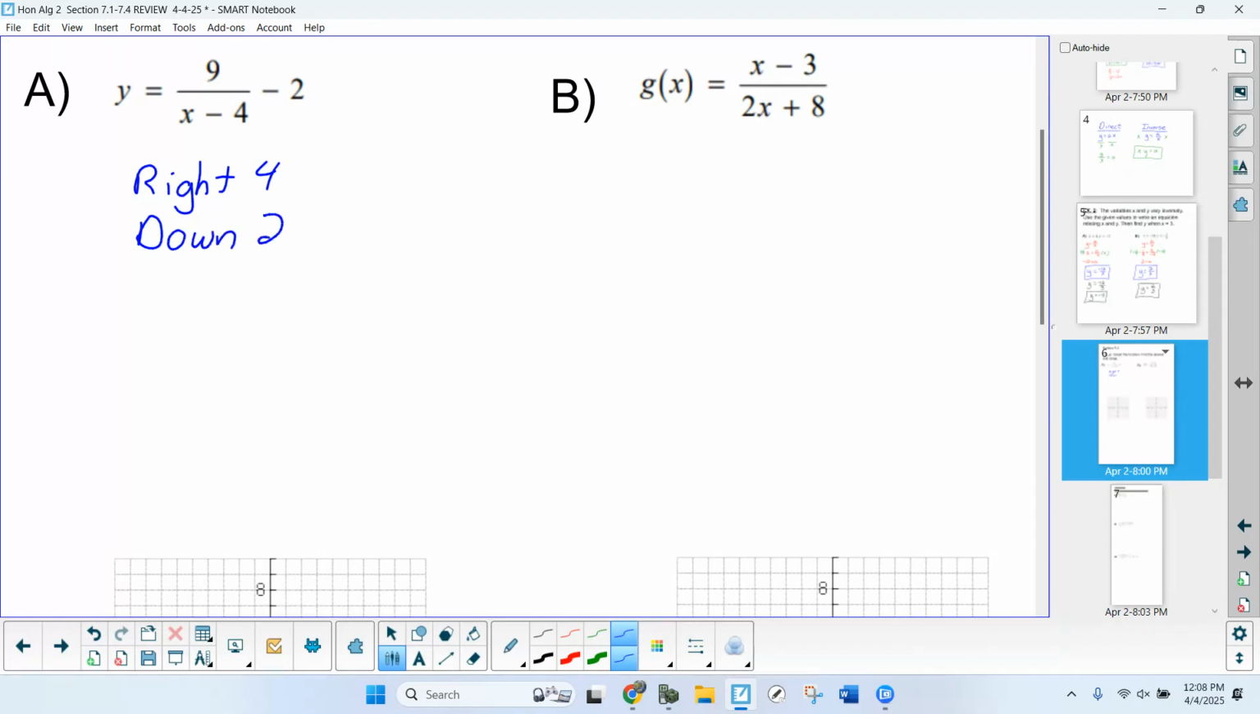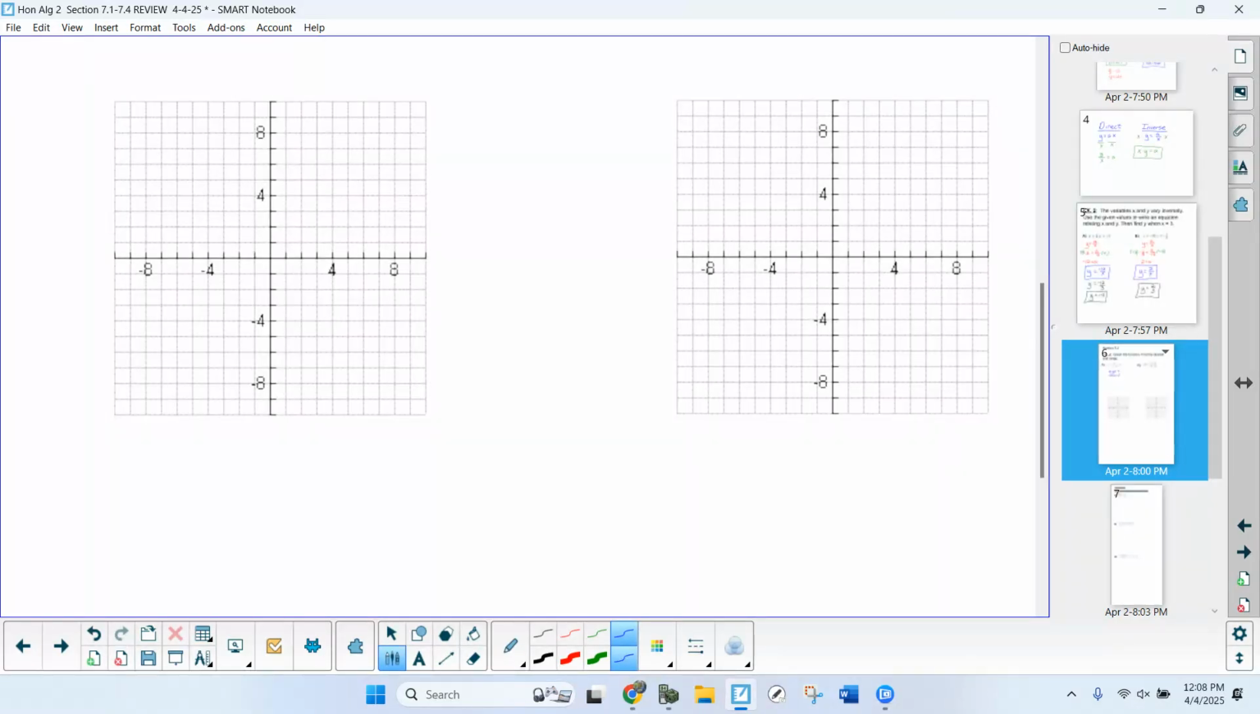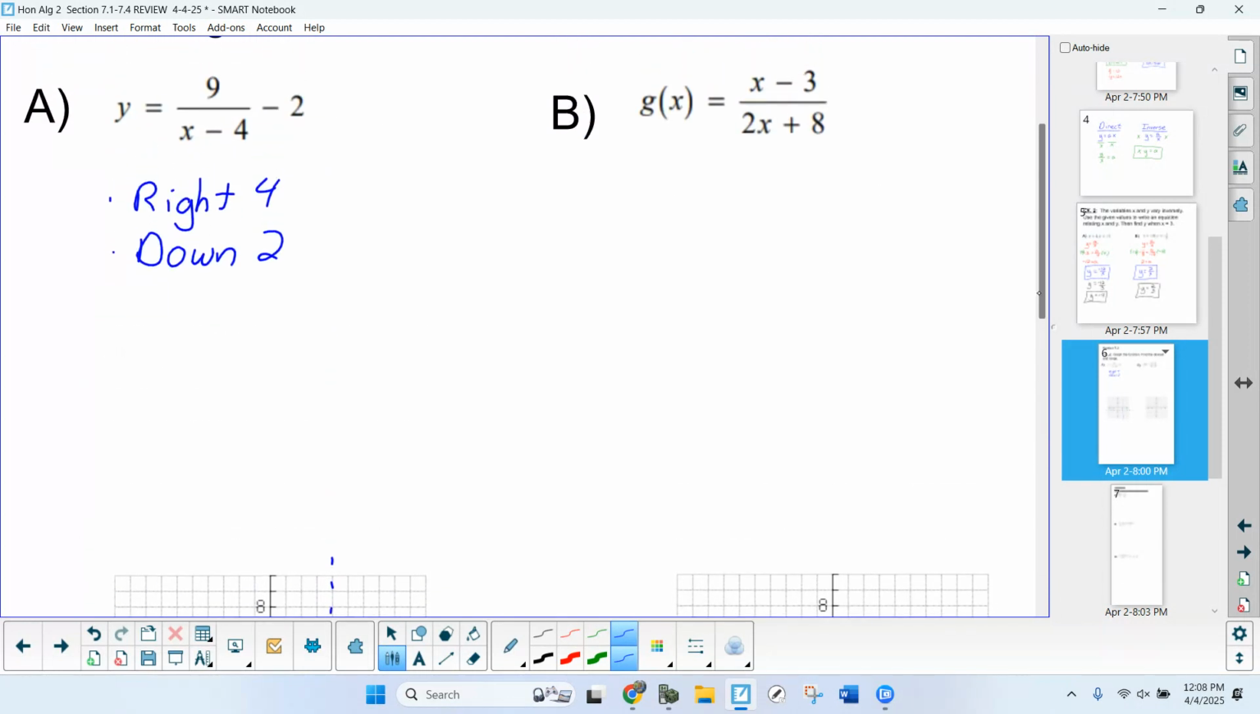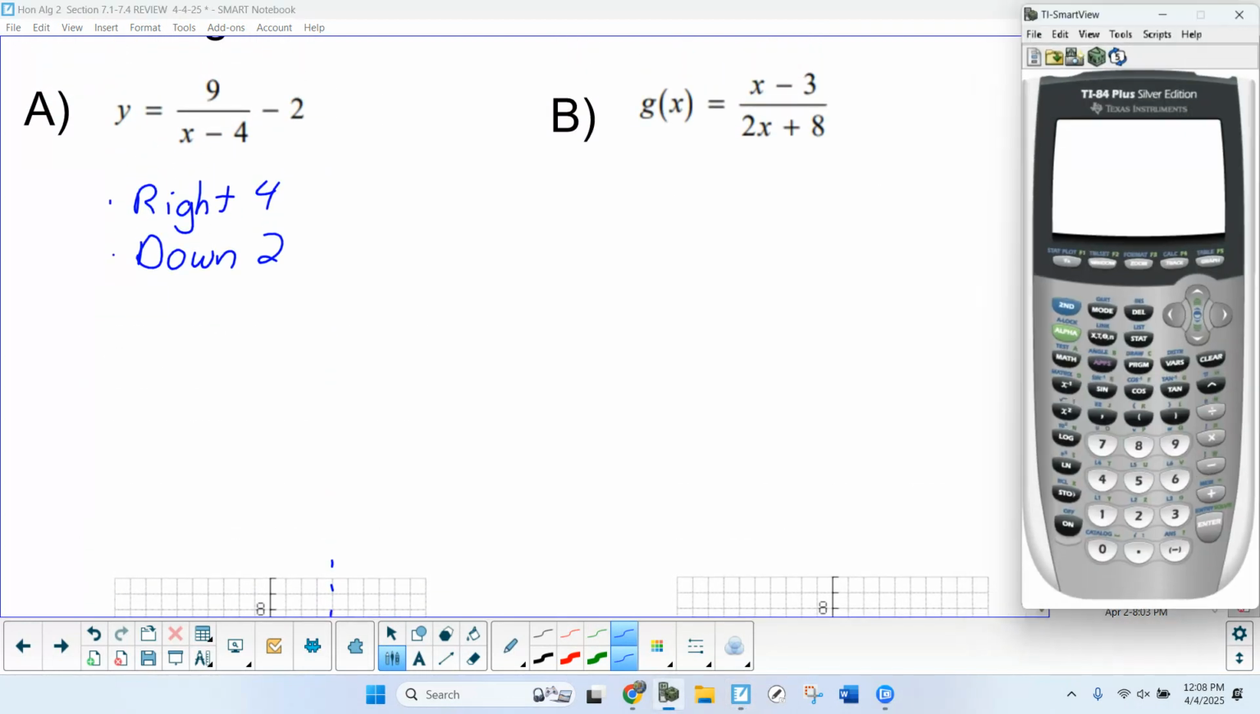So what can you guys tell me about my asymptotes? Well, normally on the parent function, they're right at the x-axis and right at the y-axis. But the one at the y-axis went which way? Right 4. And the one at the x-axis went which way? Down 2. Now you could make a table of values, or you could plug it into your graphing calculator. As somebody asked, are we allowed to use our graphing calculator on the whole test? The answer is yes. So I'm going to put in 9 divided by, make sure you have x minus 4 in parentheses, then minus 2.